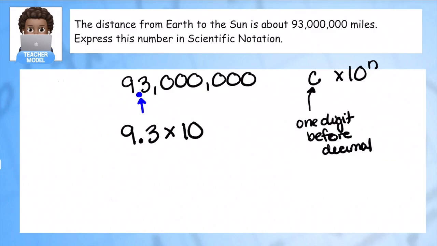Let's figure out what the n would be. What I'm going to do is count how many decimal shifts it would take. I would have to move it 1, 2, 3, 4, 5, 6, 7 times. So this is 9.3 times 10 to the 7th power. That's how I rewrite it. Hit pause and jot this down into your notes.